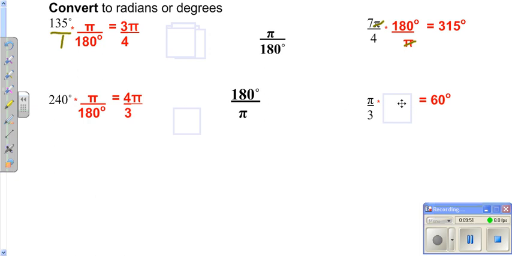Over here, we need to end up with degrees, so we need to have degrees in the top. Notice now that your pi's are going to drop. Then you have 180 divided by 3, and that's where the 60 comes from.